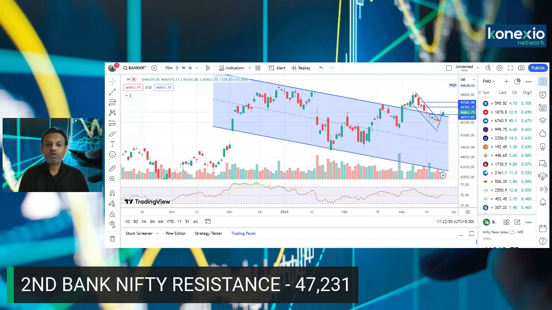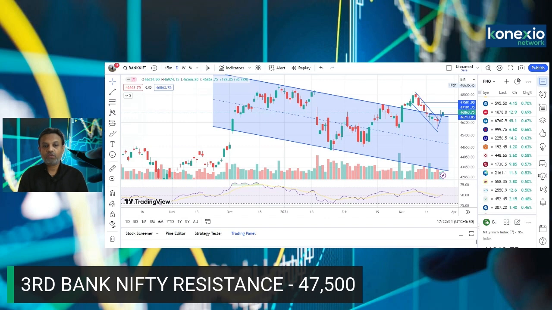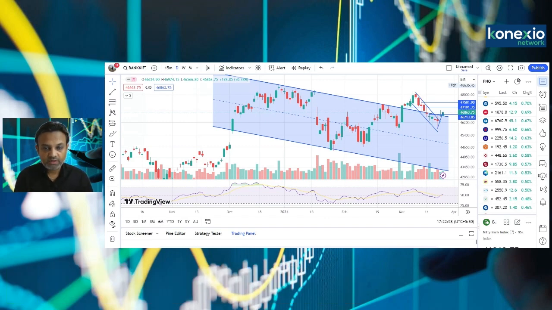Second resistance is around 47,231, and third resistance is around 47,500 mark. So definitely these are the important supports and resistance levels in Bank Nifty for the next week. Any dips should be used as a buying opportunity, should be the view for the next week.